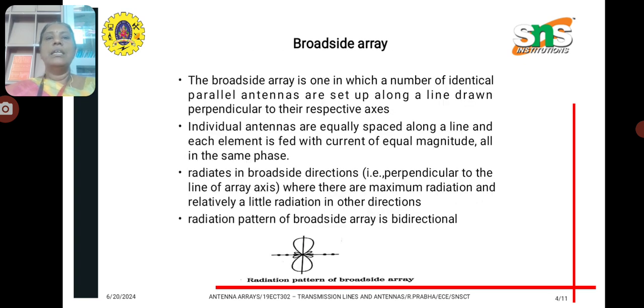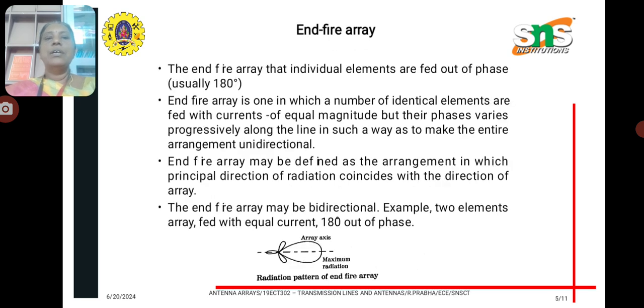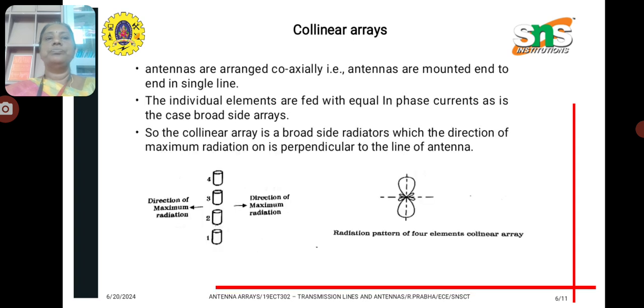And the radiation pattern of the broadside array is figure-8 shaped, where the maximum radiation is in broadside, that is the plane perpendicular to the array axis. And in the end-fire array, the maximum radiation is along the array axis, and in the perpendicular direction there is minimum radiation or zero radiation.